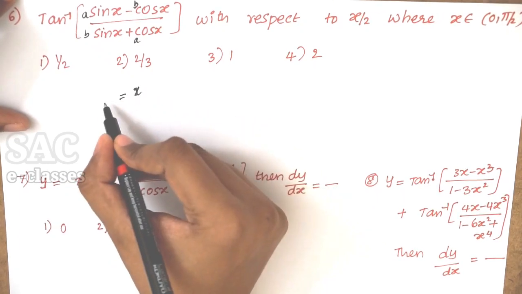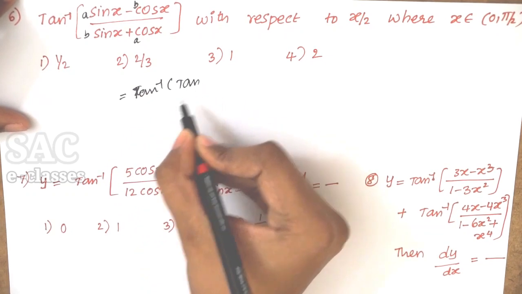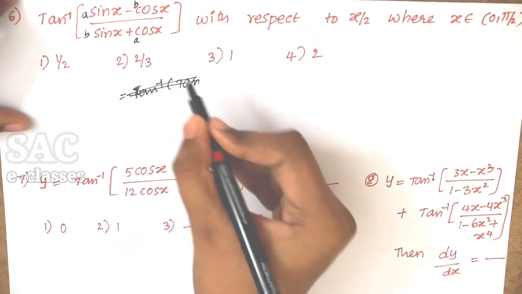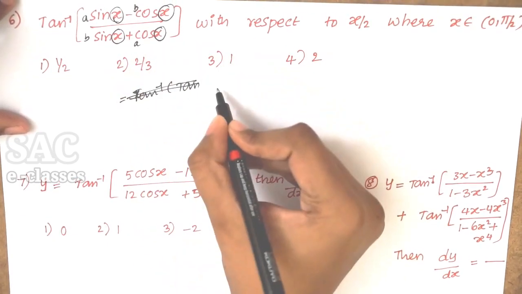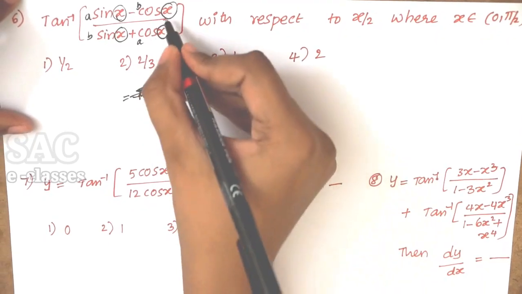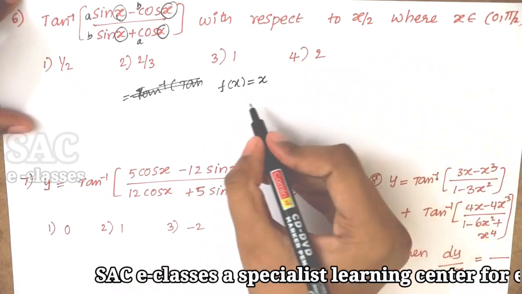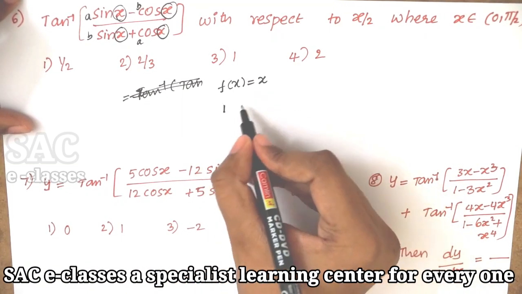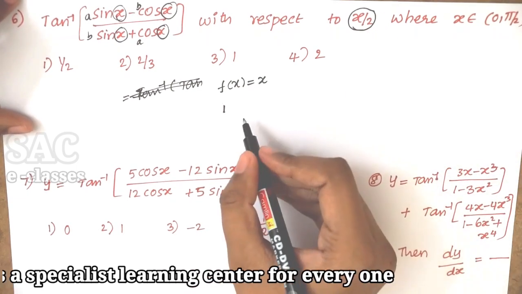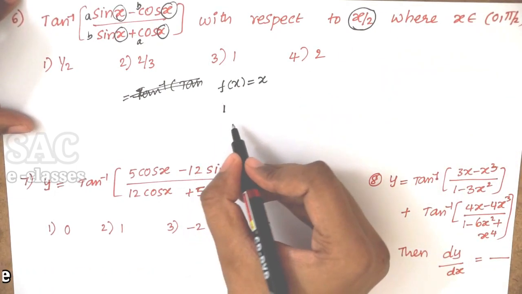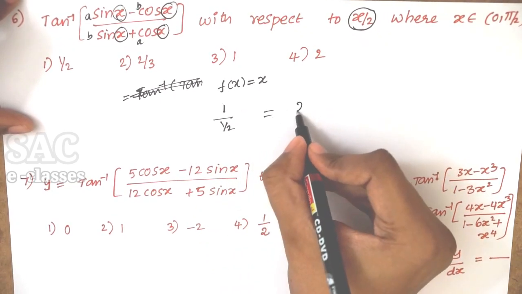definitely the answer will be x. So tan inverse of tan x, and the differentiation is of whatever function is present in it. Here f of x is x. They are asking for the differentiation, so the differentiation of x is 1. And if with respect to x by 2, the differentiation of x by 2 is 1 by 2.